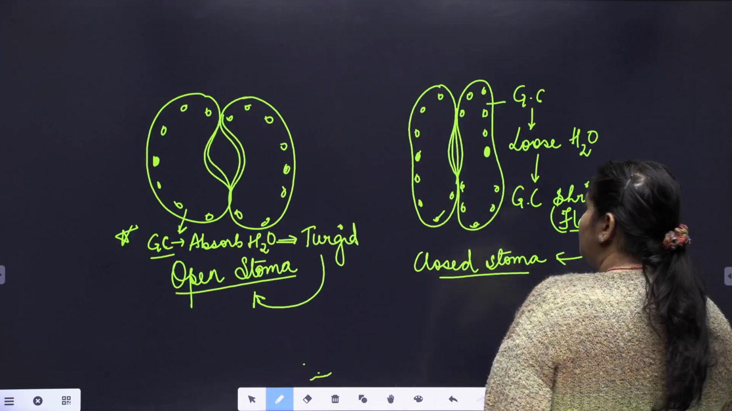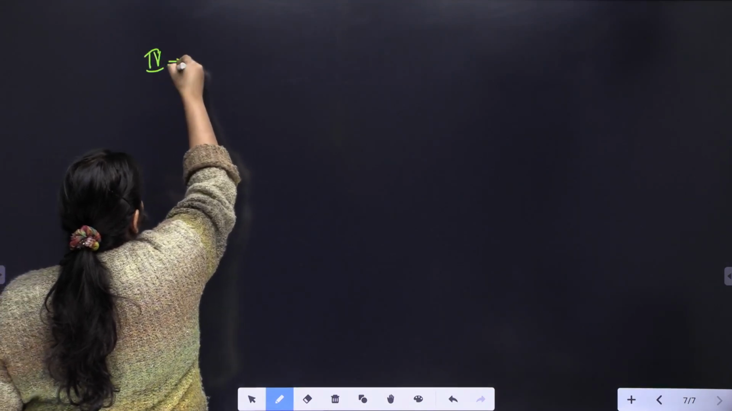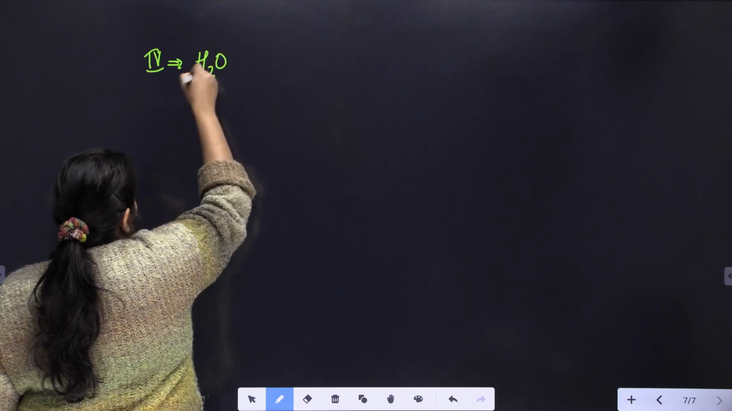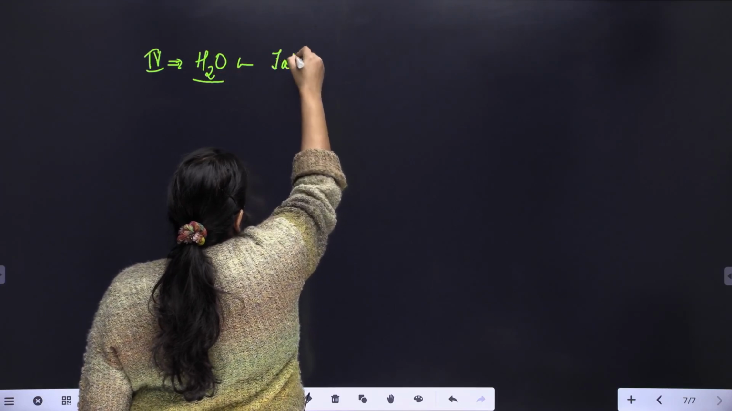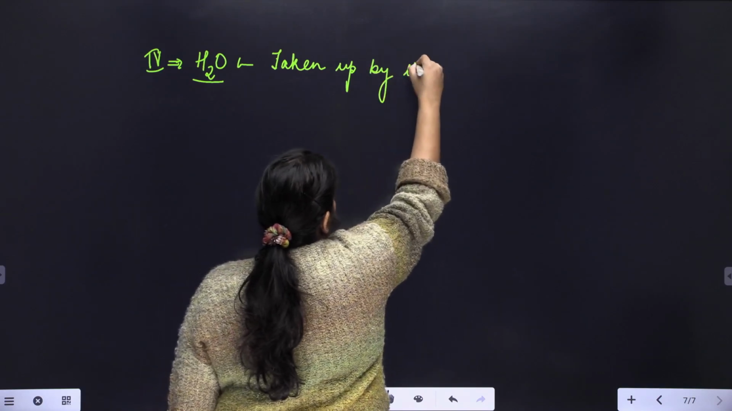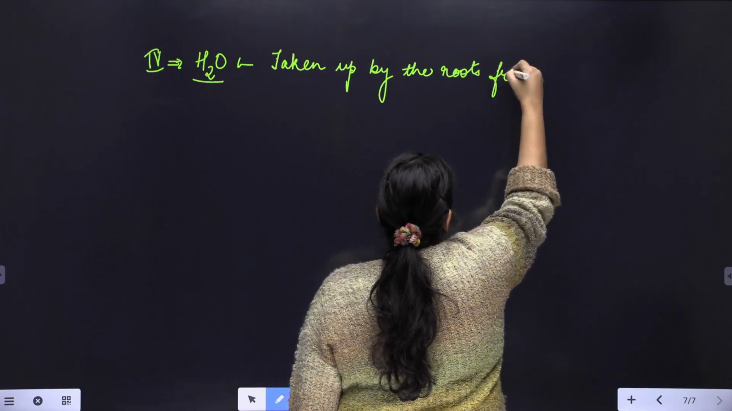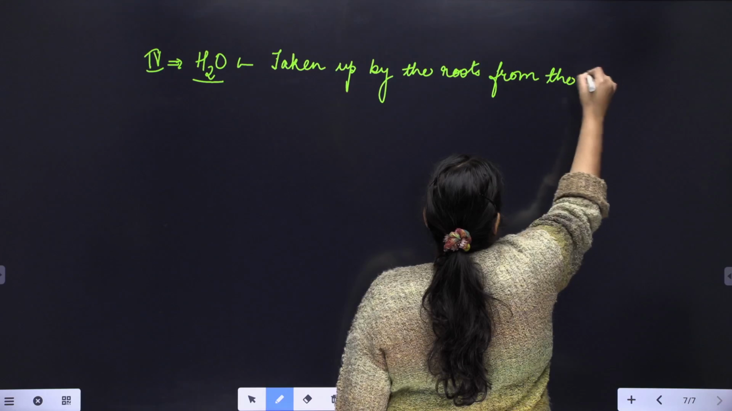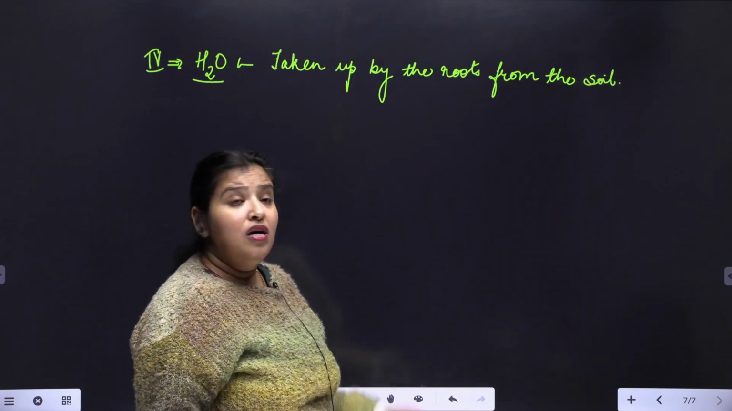Let's proceed further, children, with the last requirement. That is the fourth requirement. The fourth requirement is water. Now, water, you know, is taken up by the root hairs from the soil. The water is taken up by the root hairs from the soil.